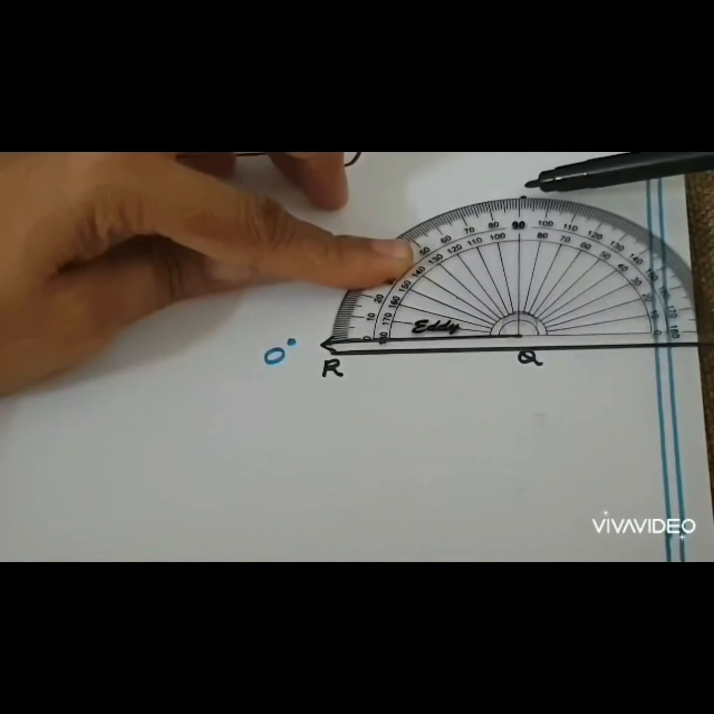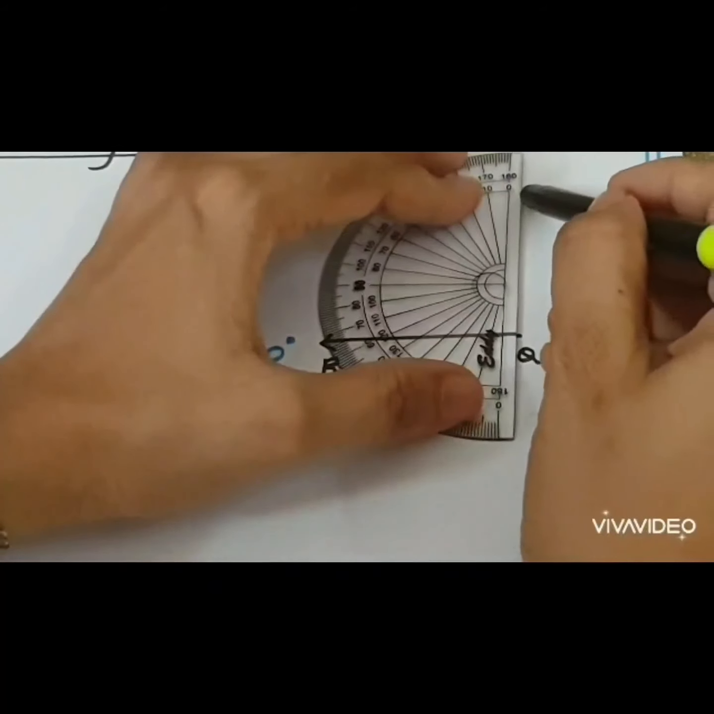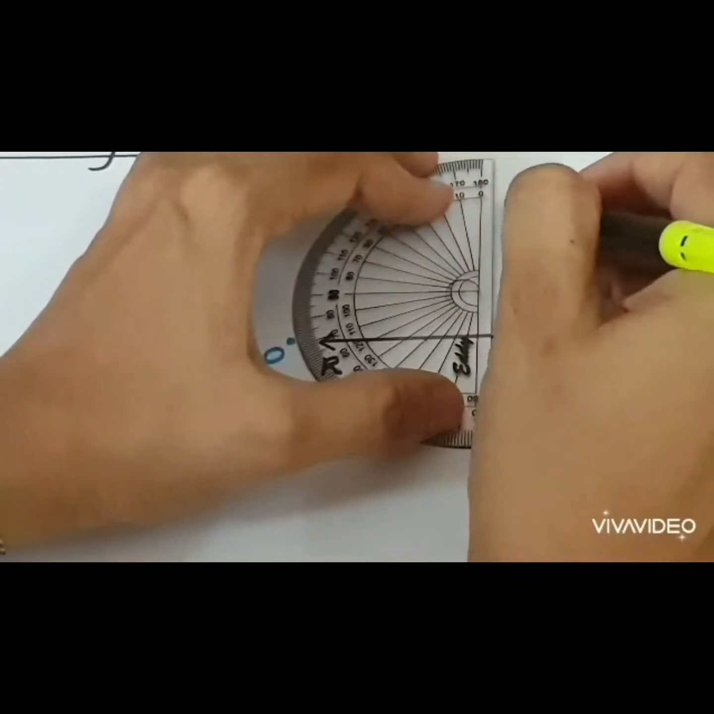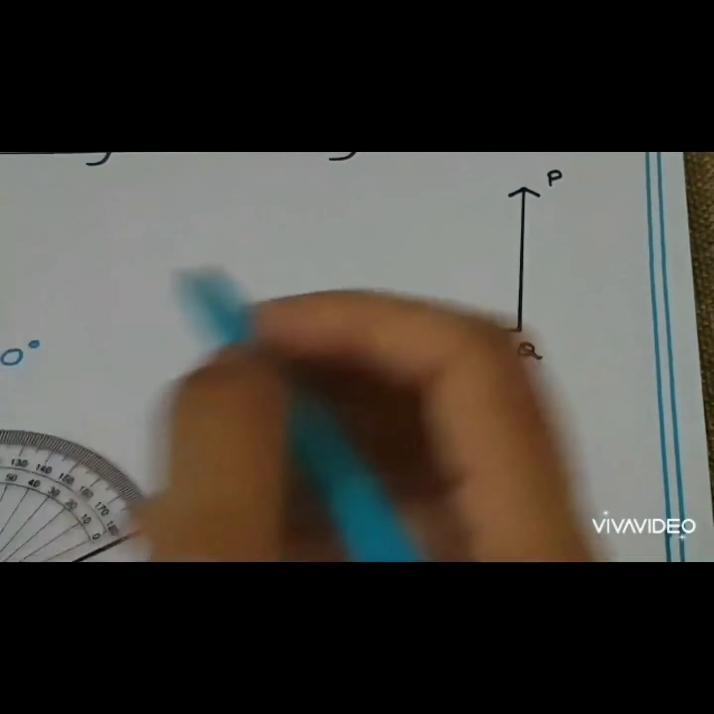Locate 90 degree on the protractor, make a mark, join the points, label the point as P and mark the angle of 90 degrees.